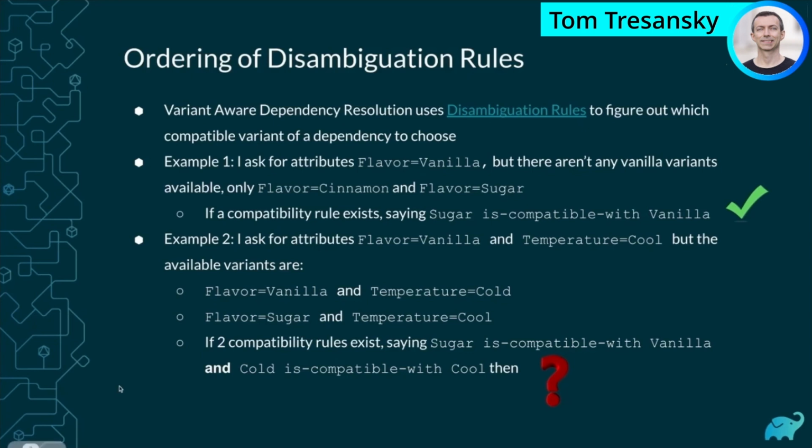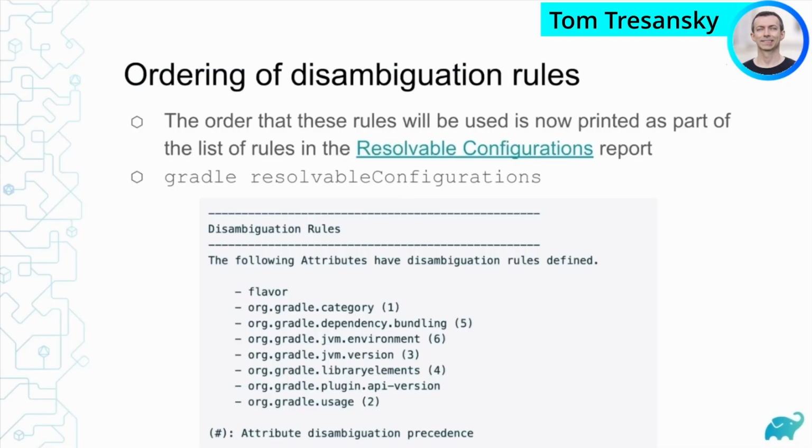So in Gradle 7.5, we added a way to define the order that these disambiguation rules are applied. Prior to that, there could have been issues with a scenario like this where, is it more important to find an exact match for flavor or for temperature? For which attribute should we look at first when we're disambiguating? In Gradle 7.6, you can view the order of these disambiguation rules when you run the resolvable configurations report. So you'll see the ordinal in parentheses there for all the rules that have a precedence explicitly defined.